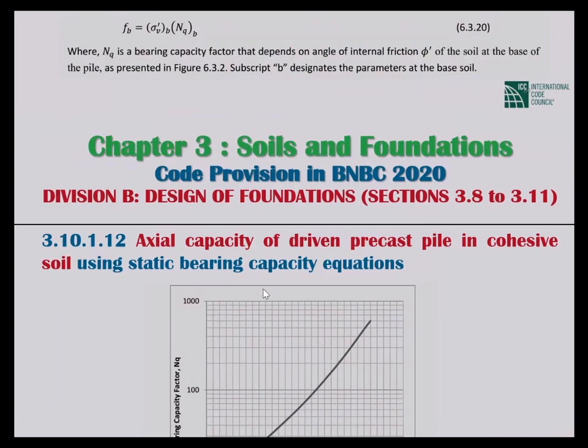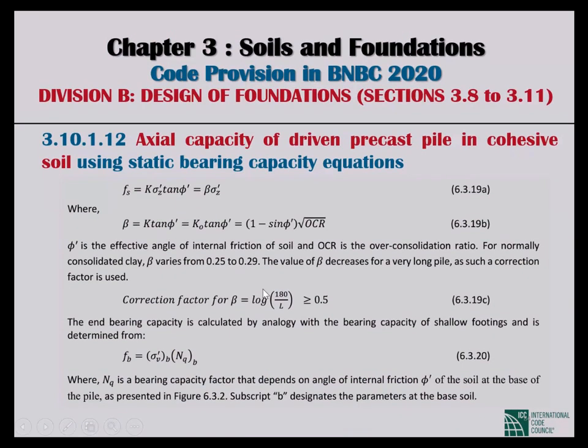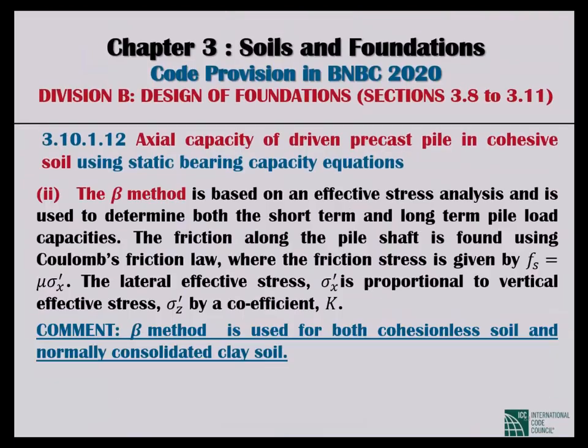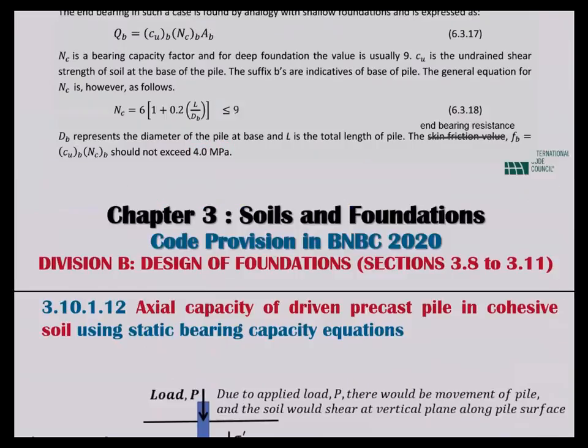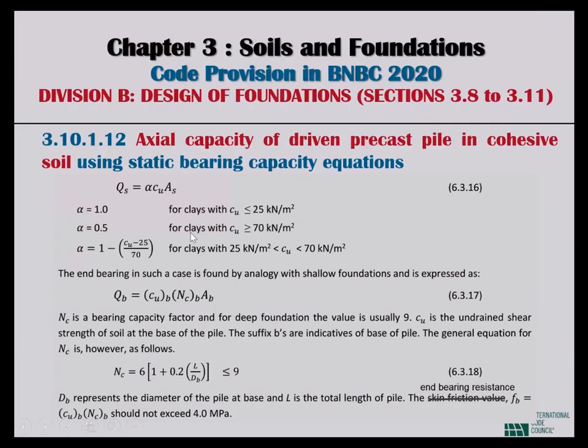You see, the end bearing is very interesting. Sorry, I did not show you the end bearing for cohesive soil. This is the end bearing for cohesive soil: QB is equal to Cu at the base, times NC, times AB, where AB is the base area. NC we call the bearing capacity factor, but it is a different bearing capacity factor. It is not for shallow foundation, it is for deep foundation. Could you get my point?